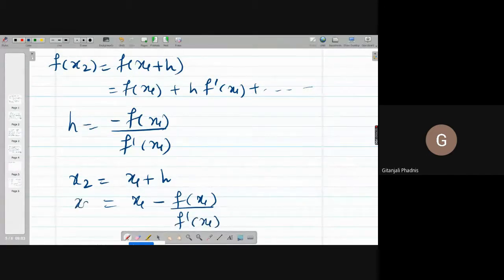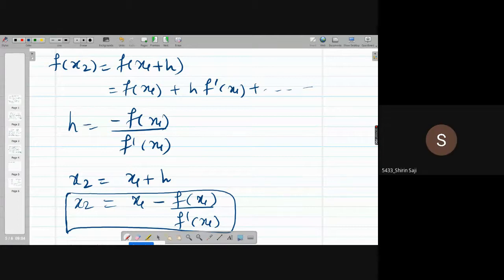Getting the point? Getting it, girls? Yes, ma'am.